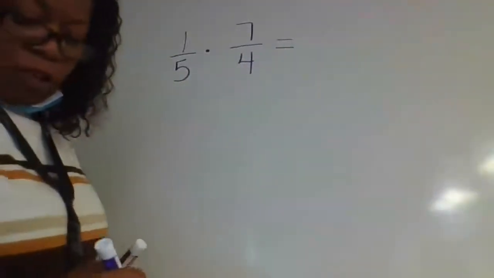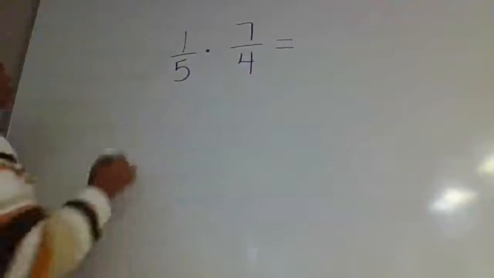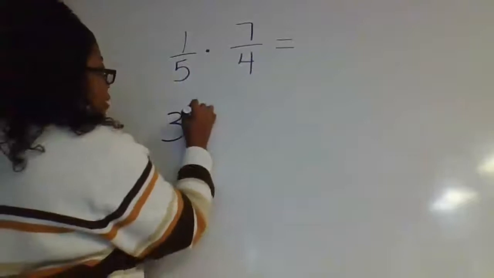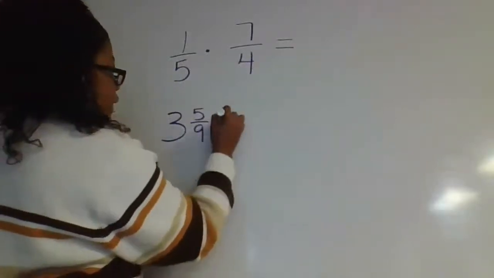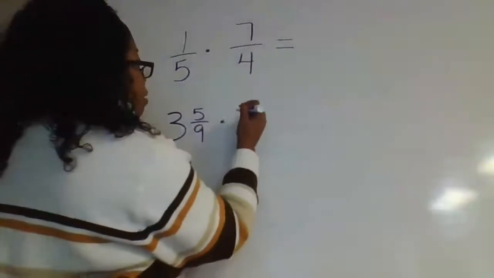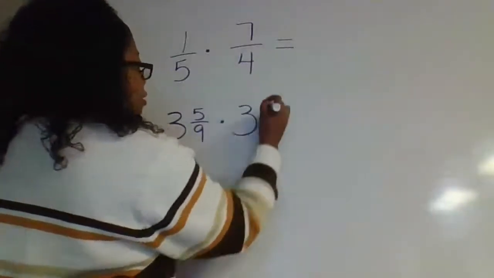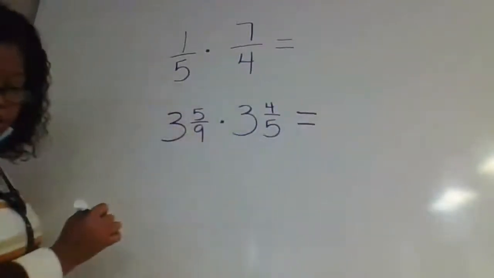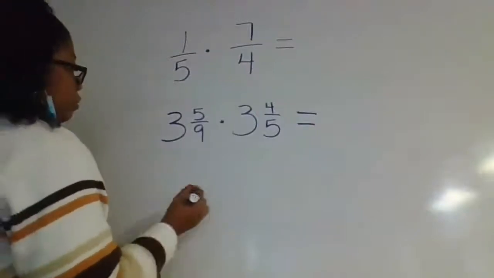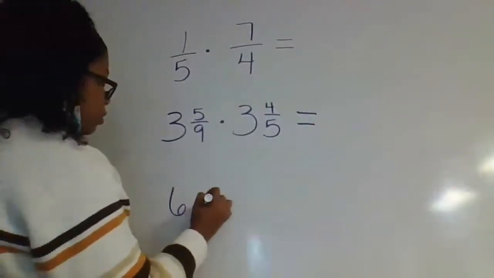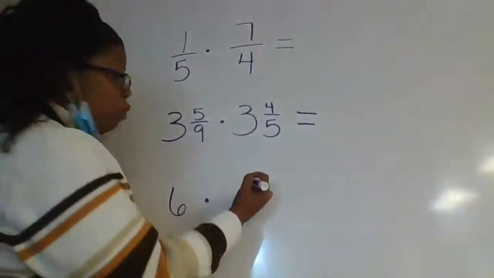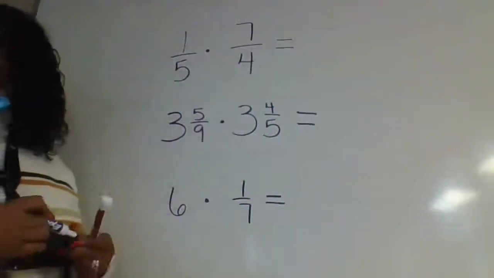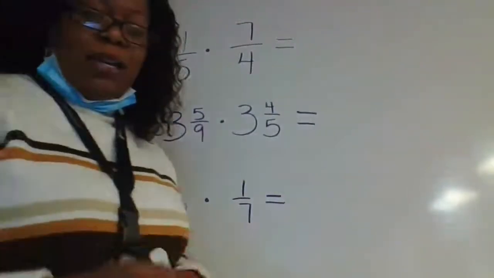Okay. Your next one, your mixed number, will be 3 and 5/9 times 3 and 4/5. And your last practice problem will be 6 times 1 over 7. Right? So that is multiplying fractions.